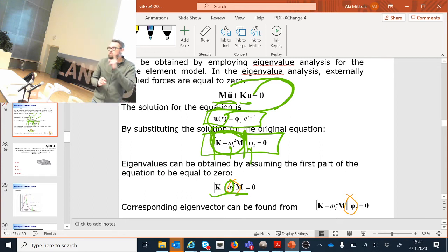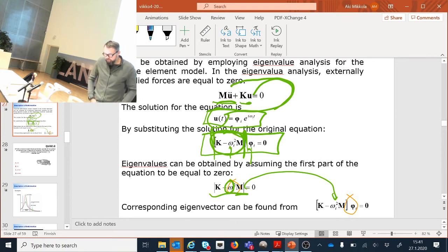Then you can take the solutions one at a time and substitute them into this equation, which gives you the way the structure is behaving at that particular eigenvalue. We're going to look at the examples in a second, but that's how it goes.